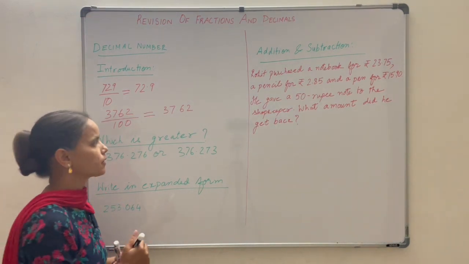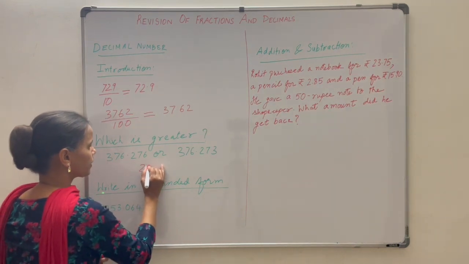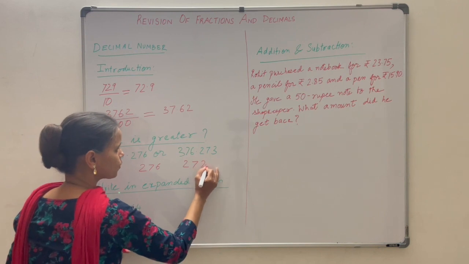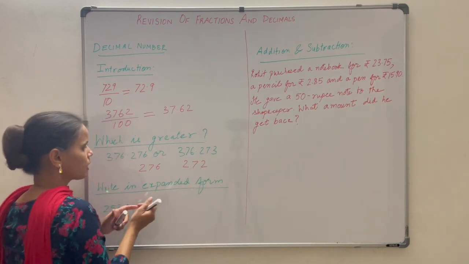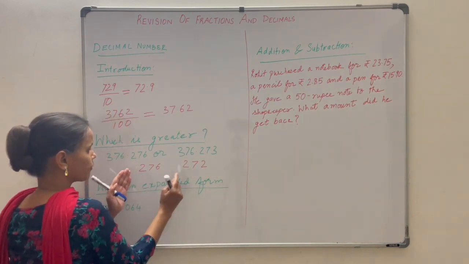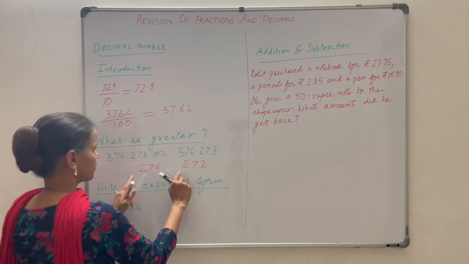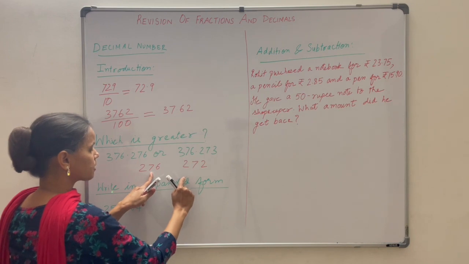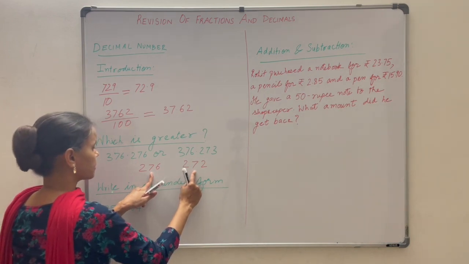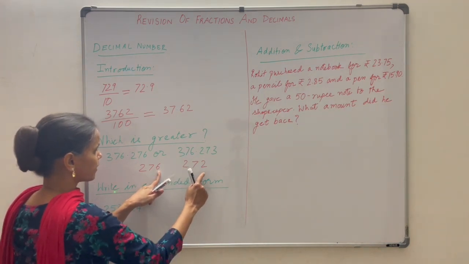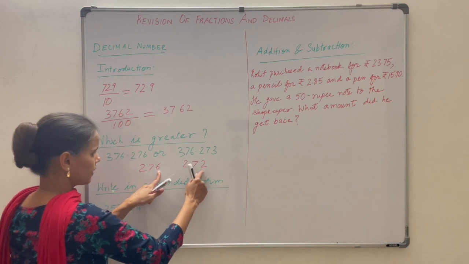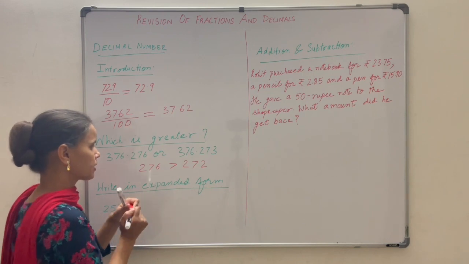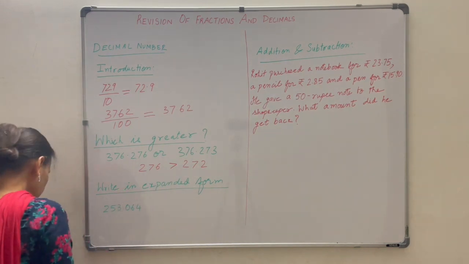As in whole numbers, if I give you 276 and 272, which is greater? How do you compare? Start comparing from the leftmost digit. This is 2, here also 2. Here 7 in the tens place, here also 7 in the tens place. Here it is 6 in the ones place, here it is 2. So 6 is greater than 2. So we say 276 is greater than 272.